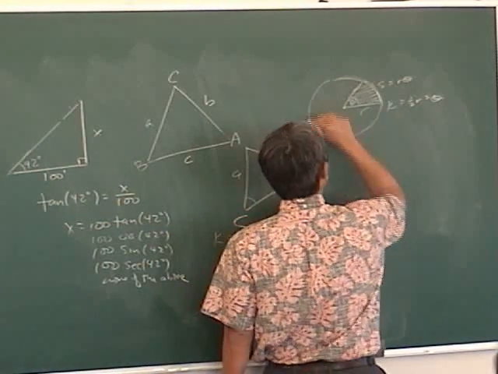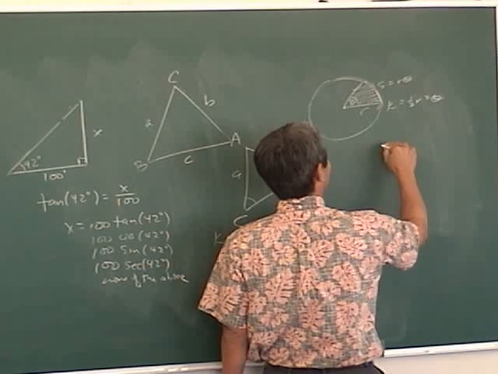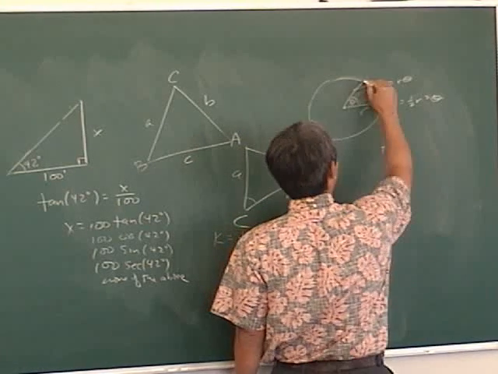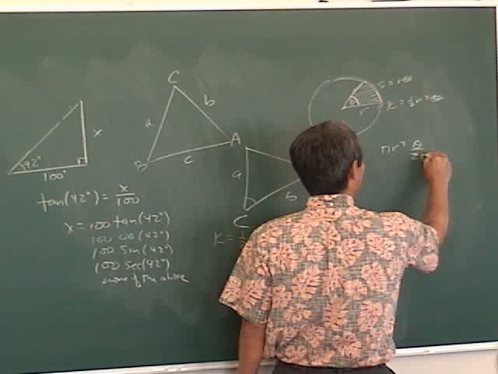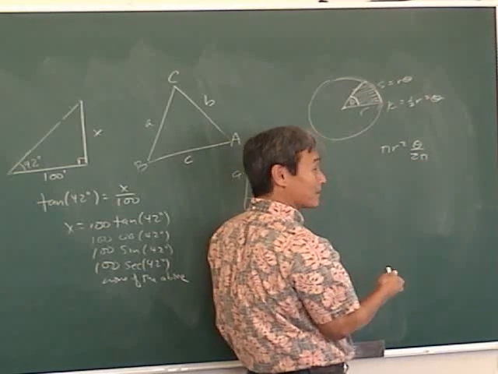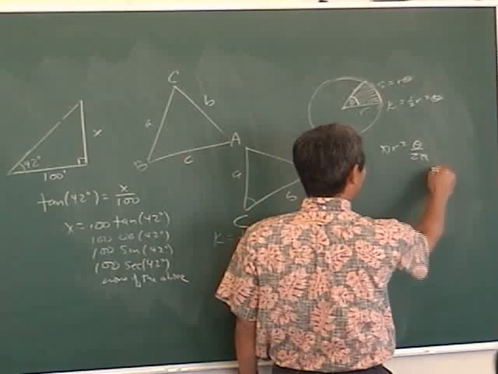What's the area of a whole circle? Pi r squared. What fraction of the circle is this piece? Isn't it theta over 2 pi? Theta is measured in radians now. And then look, the pi's cancel out. What do you get?